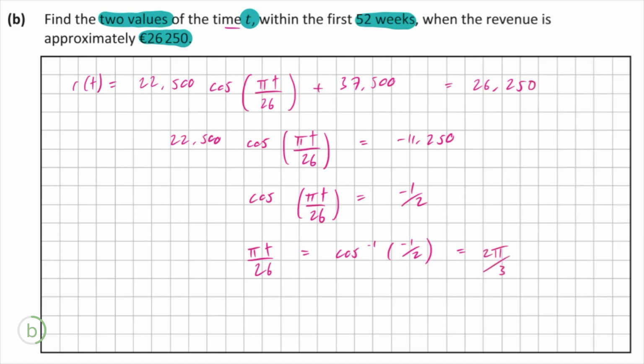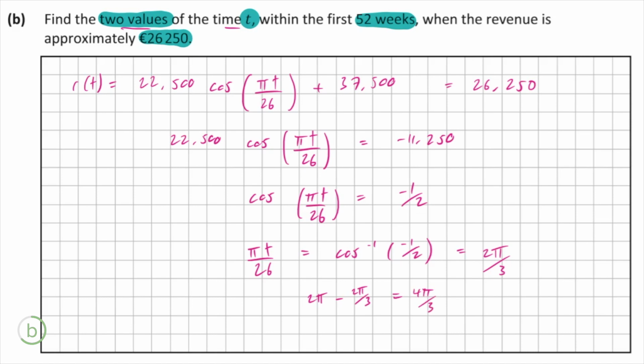But if we recall, the question asks us to find two values. So basically what's happening here is the calculator will give us the value between 0 and pi. And we've got to find the other value that lies between pi and 2 pi, because 2 pi is a full revolution of the unit circle. So in order to find the other value that we're looking for, we're just going to take 2 pi over 3 away from 2 pi, and that's equal to 4 pi over 3.